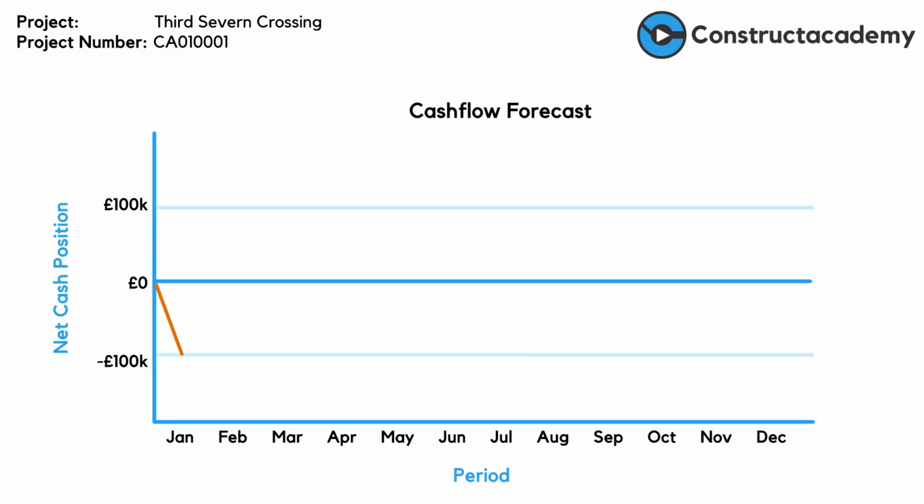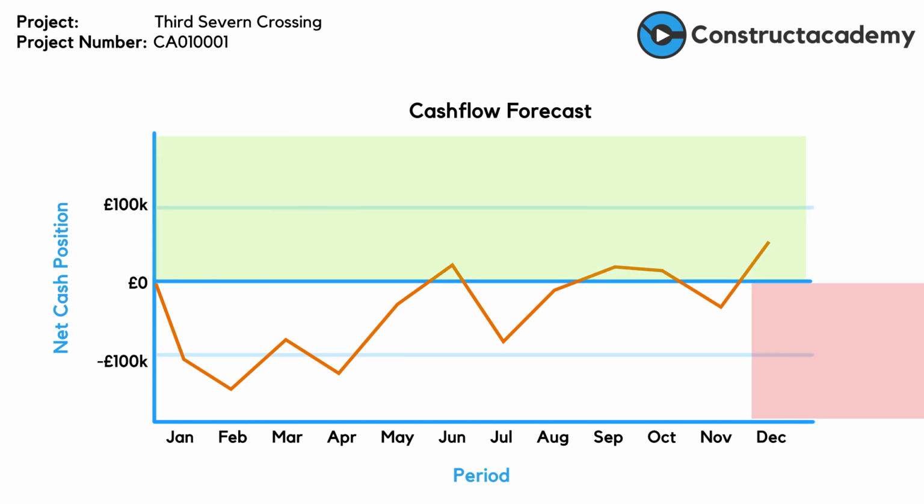So let's get back to cash flow forecasting. This is what a cash flow forecast might look like. The graph shows the net cash position for this example project on a month-by-month basis. When the cumulative cash inflow exceeds the cumulative cash outflow, a business or project is said to be in a cash positive position. And when the outflow exceeds the inflow, they are said to be in a cash negative position.